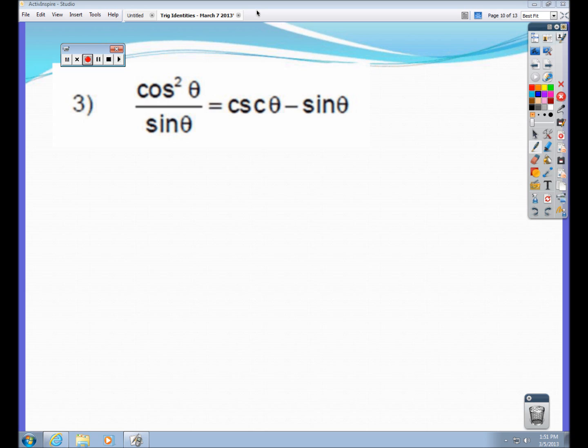Okay, so on this one, I'm going to start actually on the right side so that you can see that it works both ways. But if I were starting on the left, I would want to notice cosine squared. The square clues me in that I might look at a Pythagorean identity. But if I'm going to start on the right side, cosecant minus sine, one thing I could do would be to change cosecant to 1 over sine, the reciprocal identity. And since that one's written as a fraction, I'm going to put the sine over 1.